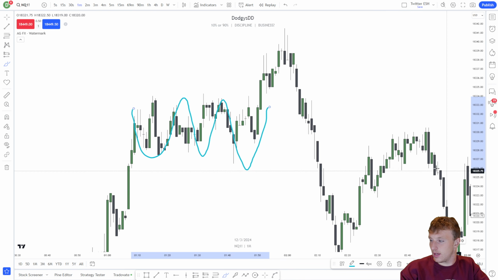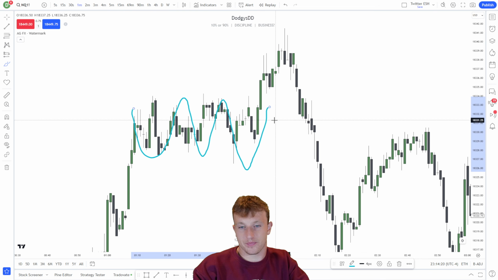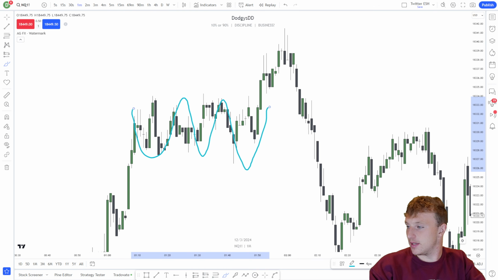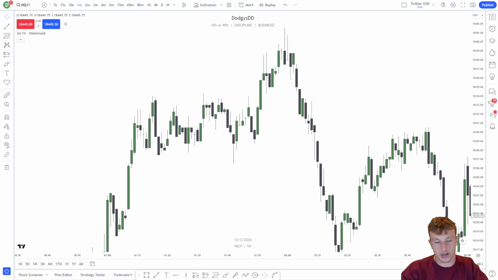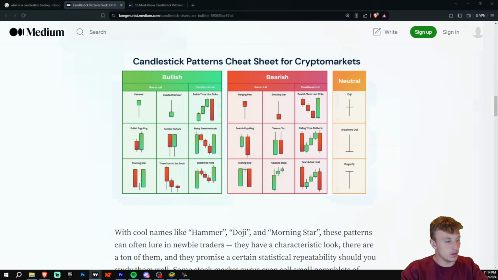So a doji candle is just a sign. Let me move my face cam real quick. A doji candle is just a sign that it's an indecision. You want to typically stay out of the market.